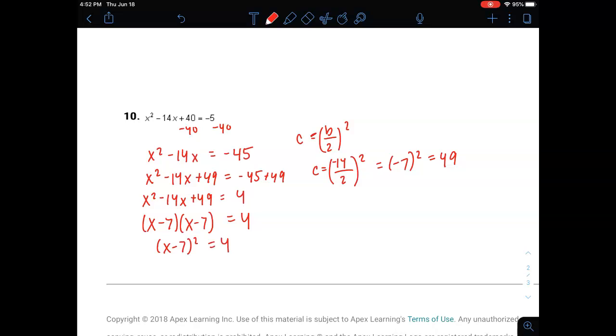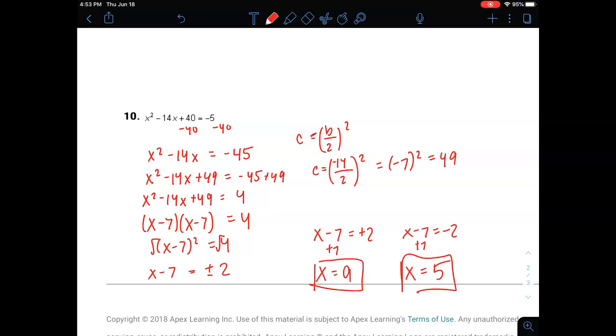Then we're going to take the square root of both sides. So this ends up being x minus 7 equals plus or minus, and the square root of 4 is 2. So this actually ends up again being nice. We have x minus 7 equals positive 2, and x minus 7 equals negative 2. So we add 7 to both sides, and I'm left with x equals 9 and x equals 5. So those are my two final answers there.